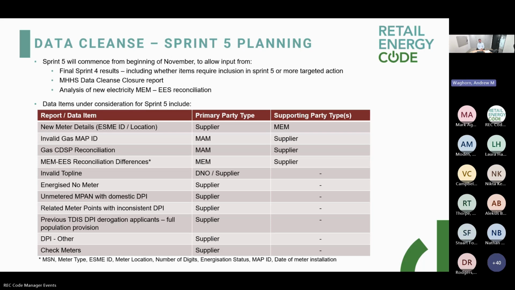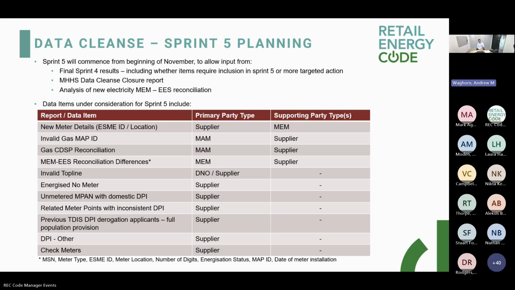Based on the data we do have from those that have provided it, and thanks to those that have, there's roughly between less than 1% and 7-8% difference between what MEMs hold and EES hold on those various fields. We are, for ESME and meter location, focusing on where there's a valid value in both, but it's different, as opposed to there's a blank ESME ID in one and a populated in the other. So we're proposing to bring that in to the reconciliation, to the cleanse process.